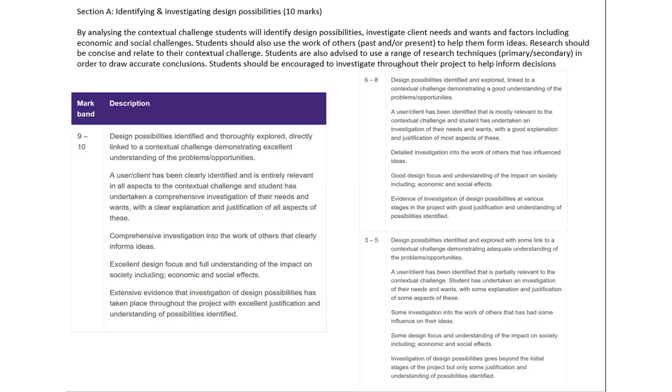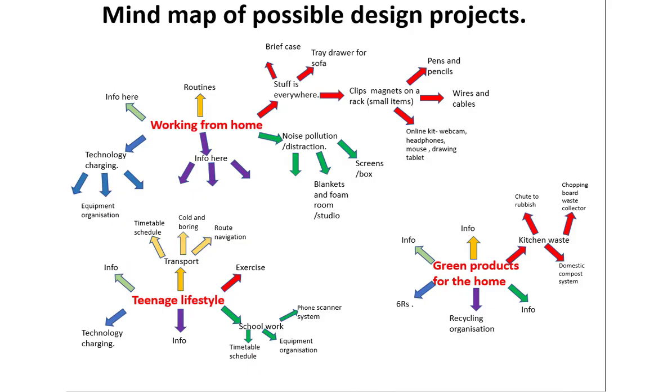So this is section A that we're doing. The mark band is there. If you would like to pause it and go through it, do so. I'm obviously making sure that I'm getting my user client right in this. And what I went through in the previous video was creating a mind map of possible design projects. The idea was that you put your context in the middle, you think about some possible areas within that, and then you come up with some potential solutions just to get your mind working, so you can really start to delve into the project and focus it where you need to.